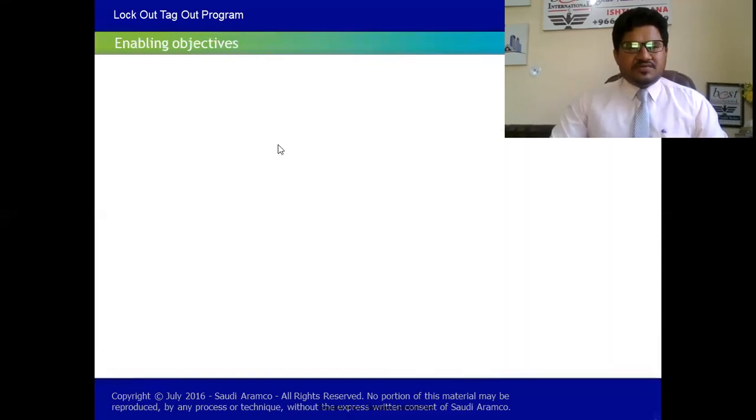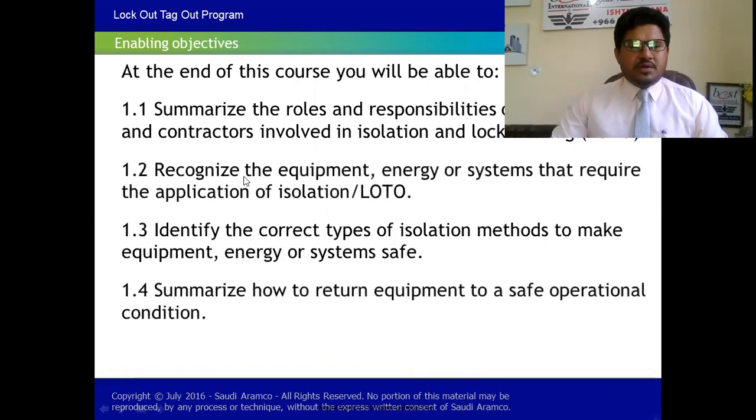Now, what are the key objectives? Same as other books, we have four important objectives, and you must be capable at the end of this course to summarize the roles and responsibilities of employees and contractors involved in isolation and lock and tag, like LOTO. The second objective is to recognize the equipment, energy, or systems that require the application of isolation, lockout, tagout, or identify the correct types of isolation methods to make equipment, energy, or systems safe. Summarize how to return equipment to a safe operational state.